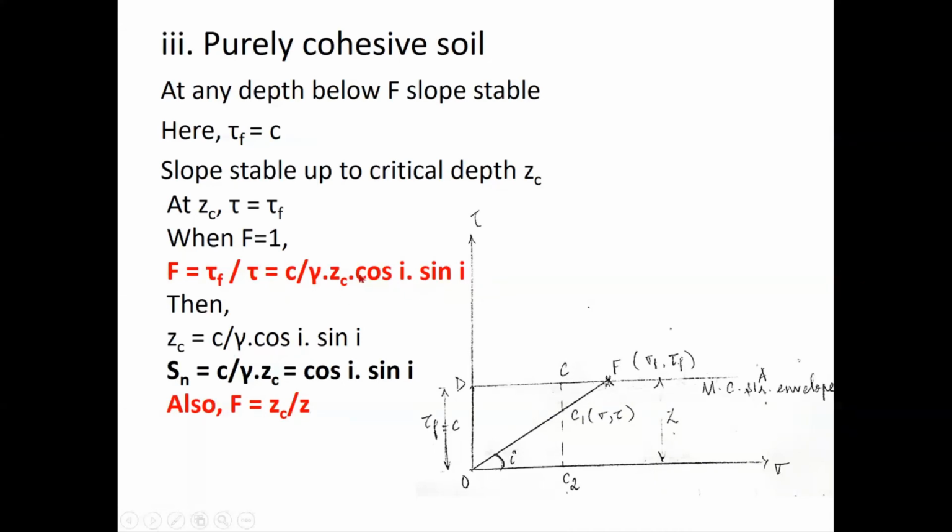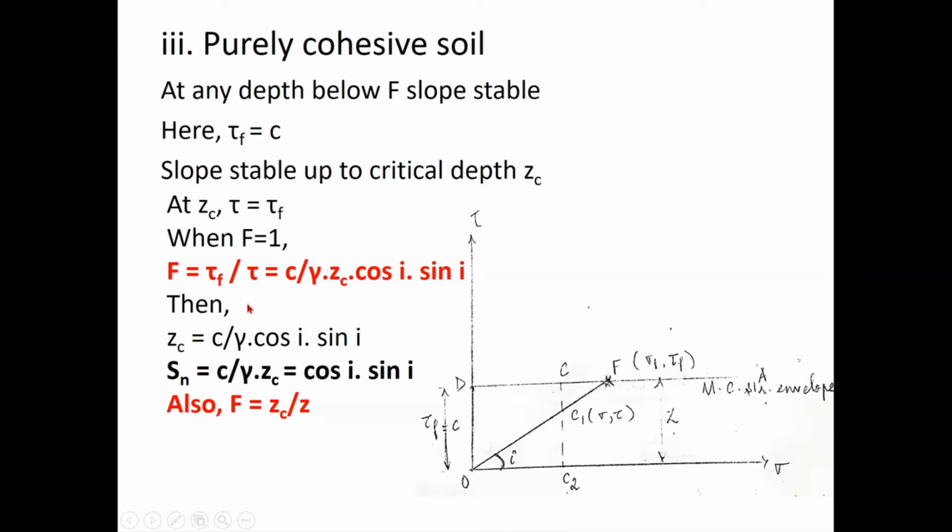So if you rewrite it in terms of Zc, it will be equal to C by gamma into Zc equals cosine I into sin I. Writing it in terms of my stability number, C by gamma into Zc is my stability number. So I can see that it is a function of the angle of the slope alone. There is no angle of internal friction parameter. So here stability number will be equal to cosine I into sin I, and again I can rewrite my factor of safety in terms of cohesion. So F is equal to Zc by Z. Clear? This is very simple.